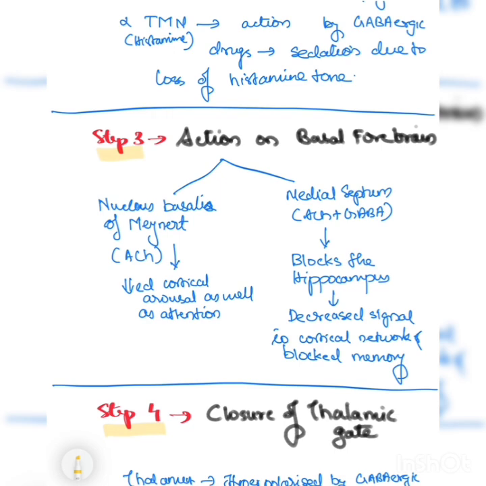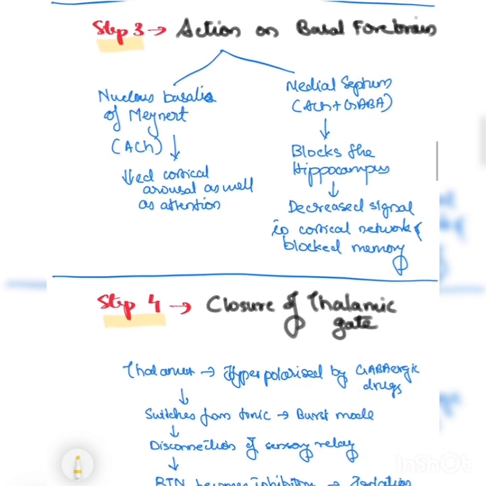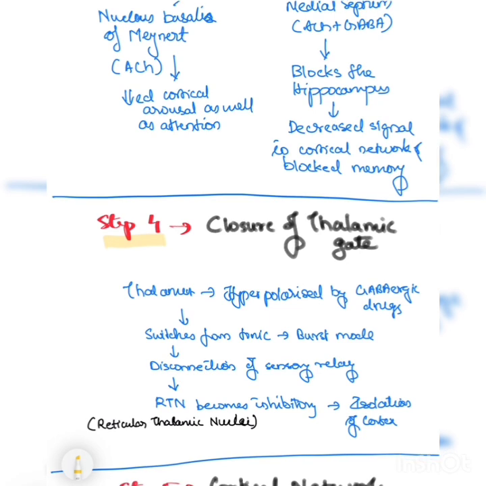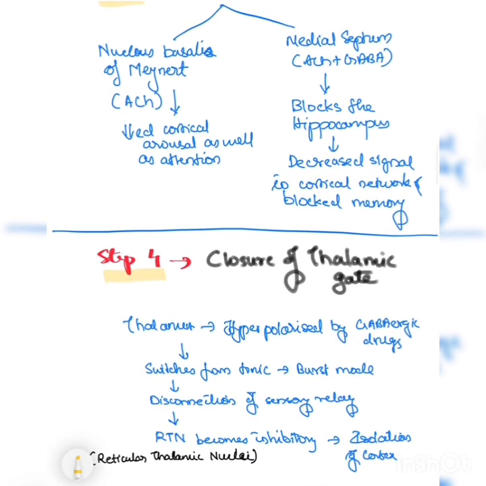Step 4 is the closure of the thalamic gate. Thalamus is hyperpolarized by GABAergic drugs. That leads to switching from tonic state to the burst mode. That leads to disconnection of sensory relay, and the reticular thalamic nuclei becomes inhibitory. That will lead to isolation of the cortex.